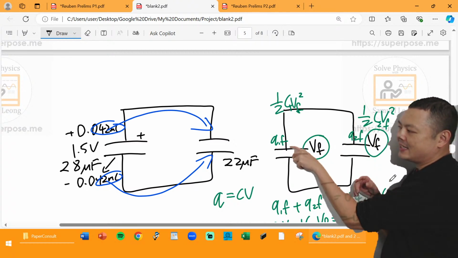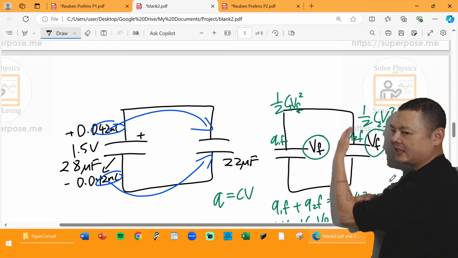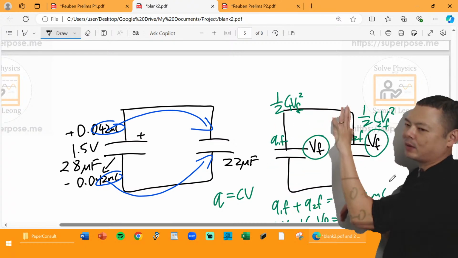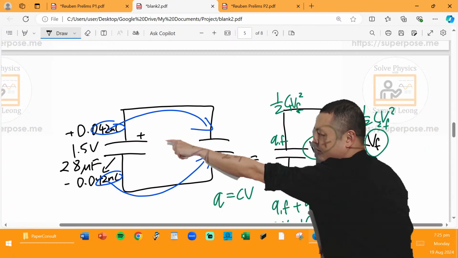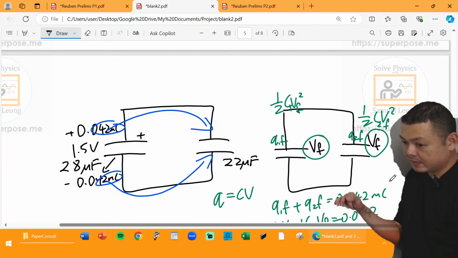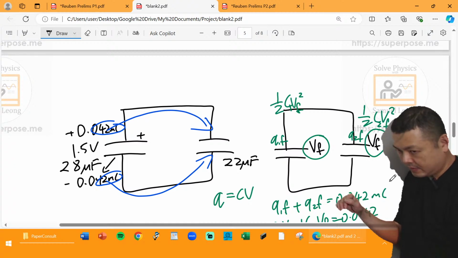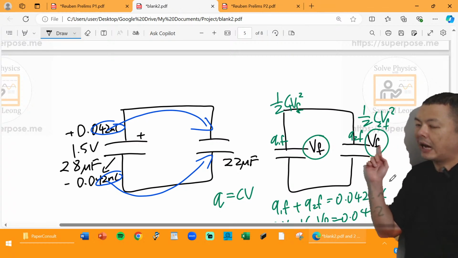Because when this discharges into the other, there will be a flow of charge. And when there's a flow of charge, there's always some loss of energy. I can guarantee you that the initial energy will be more than the combined energy of these two. So the answer should just be the initial energy minus the energy of C1.